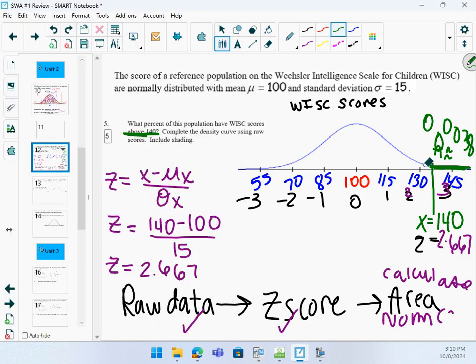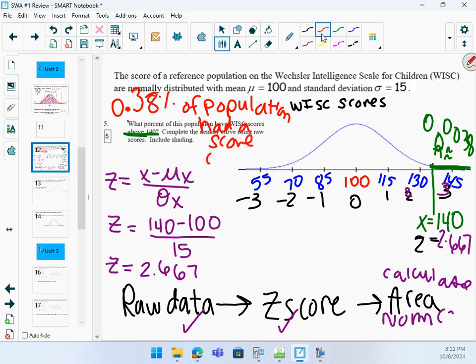And to answer the question, what percent of the population have scores above 140? I would say, if I move my decimal places over, about 3.8% of the data, or of the population, had a score over 140. And you should be able to know how to do that.